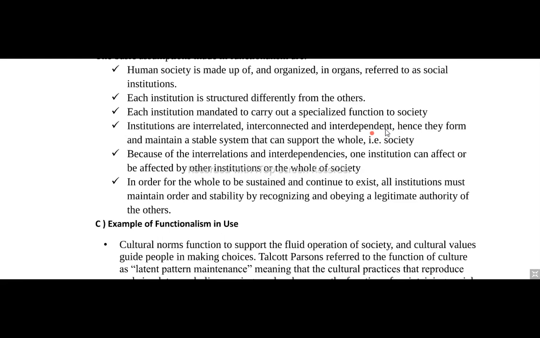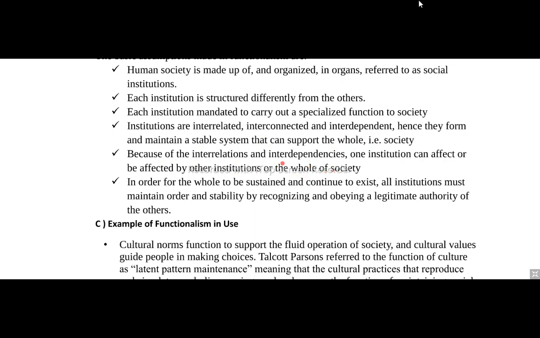but it depends on others for it to function properly. So they are interrelated, interconnected, interdependent, hence they form and maintain a stable system that can support the whole. So if one of them is not there, the system will not be stable. It will be unstable. There will be a problem. Because of the interrelations and interdependencies, one institution can affect or be affected by other institutions or the whole of society.